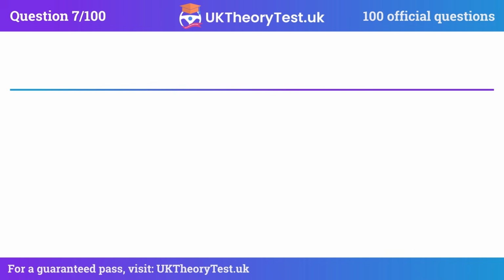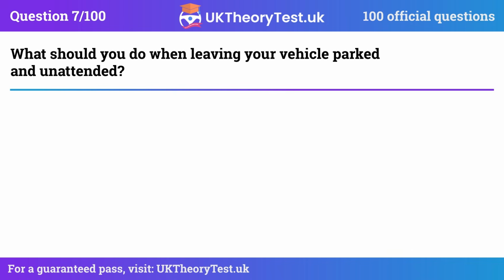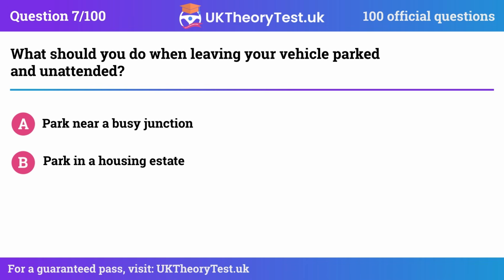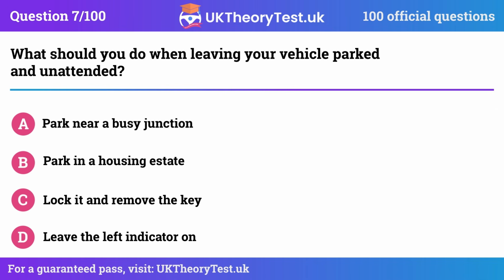Question 7. What should you do when leaving your vehicle parked and unattended? A. Park near a busy junction. B. Park in a housing estate. C. Lock it and remove the key. D. Leave the left indicator on. The correct answer is C. Lock it and remove the key.